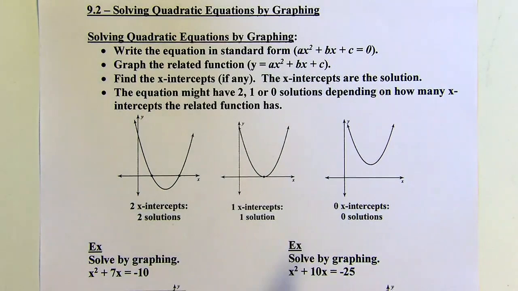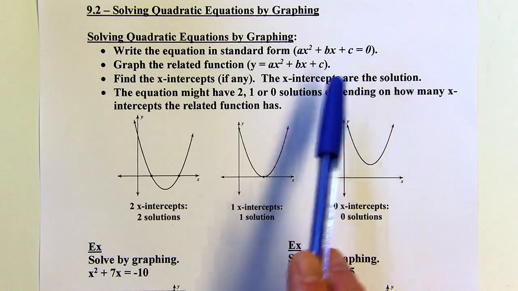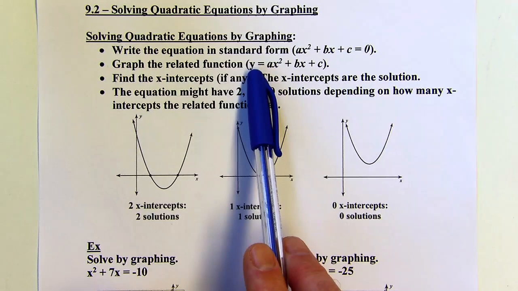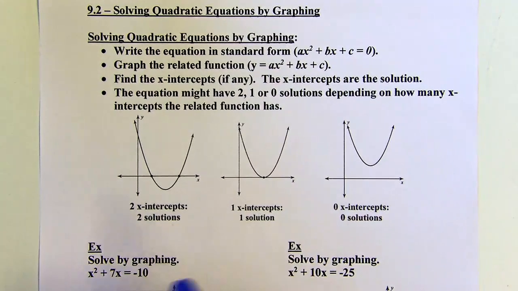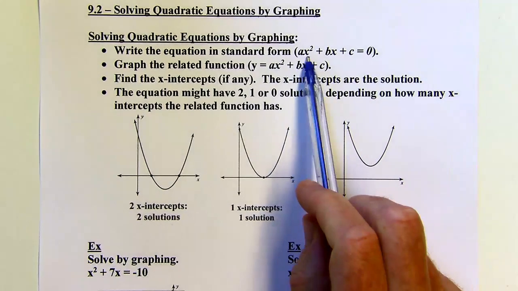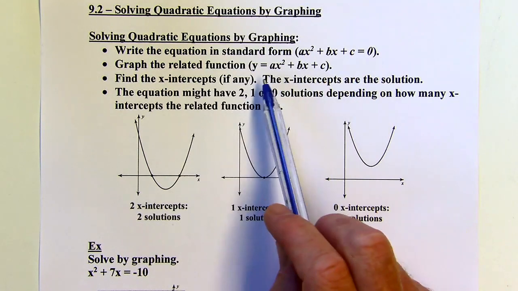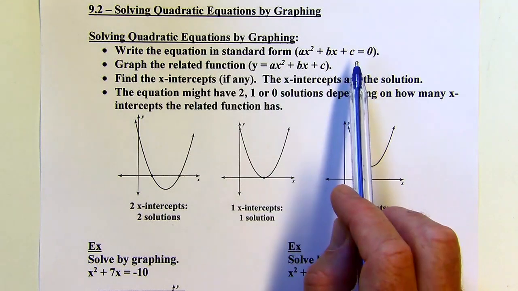Then what we're going to do is graph the related equation. So instead of a 0, we'll put a y in. Then the x-intercepts are going to be the solution, because those would be the x-coordinates that would give you a y that equals 0. That's why we're plugging in the y where the 0 was in graphing.